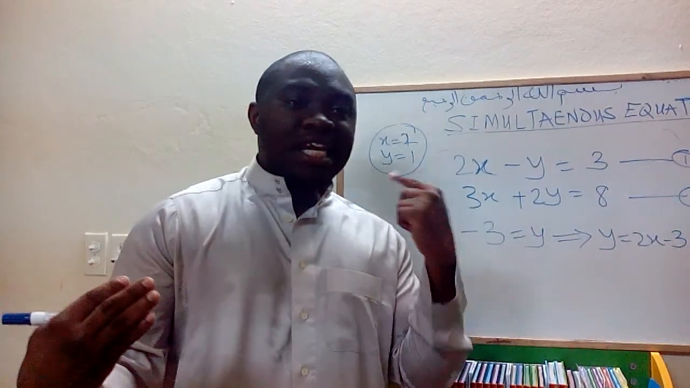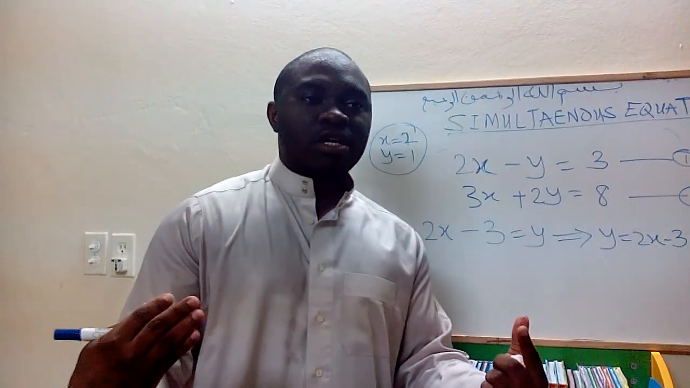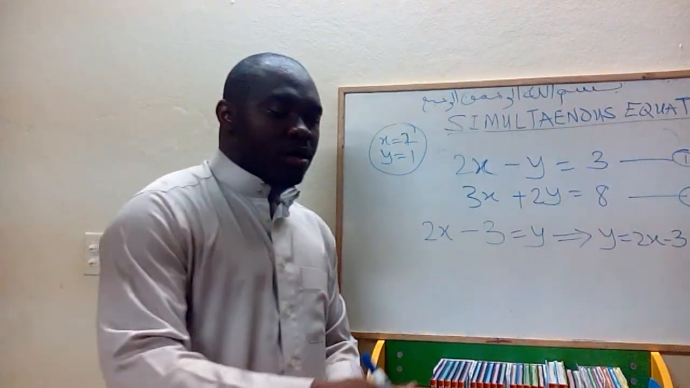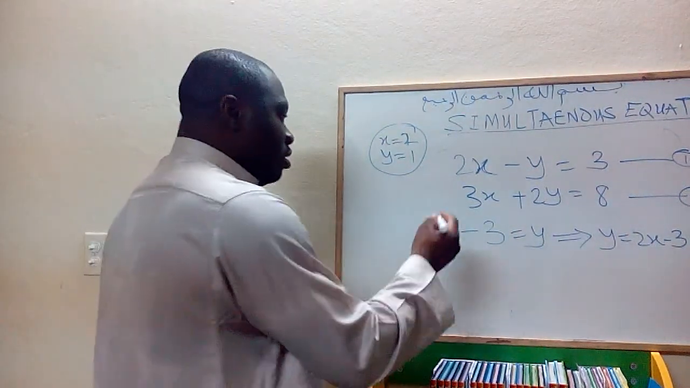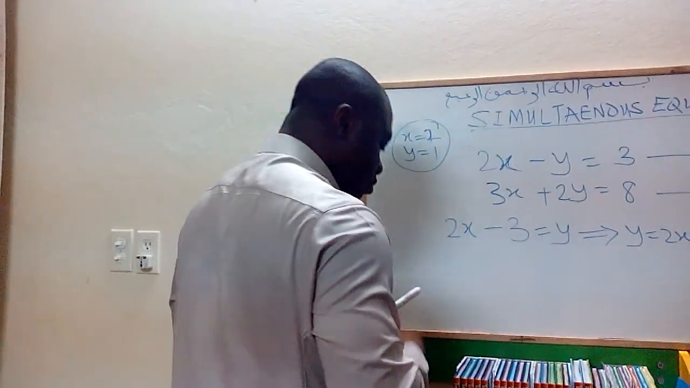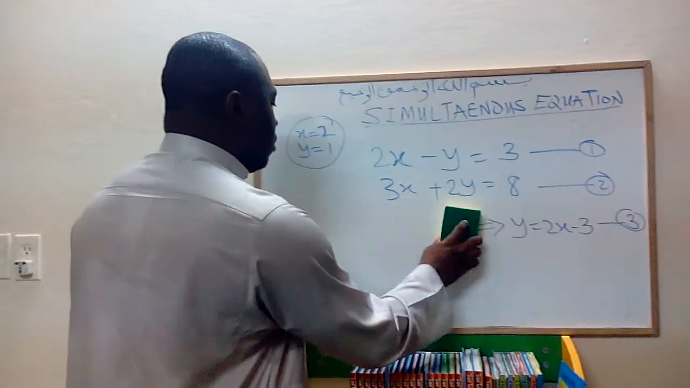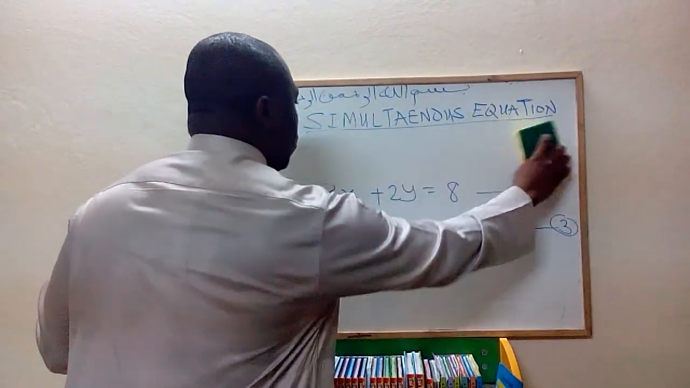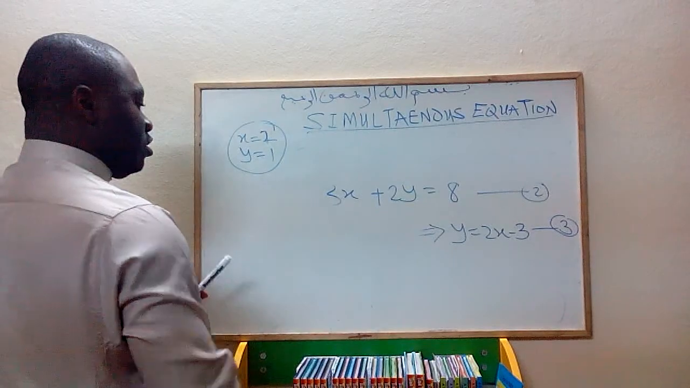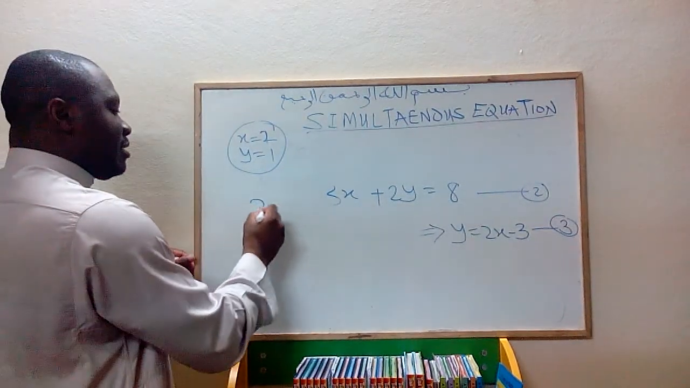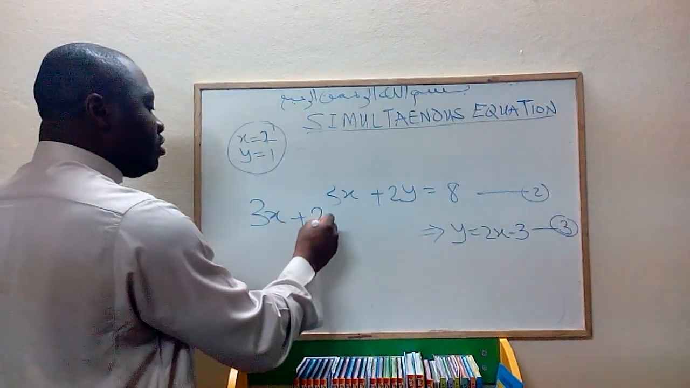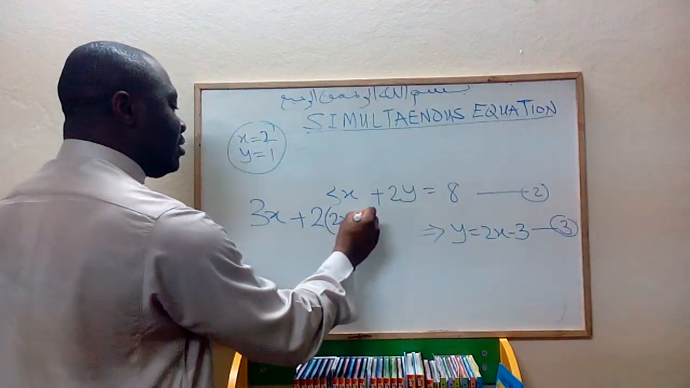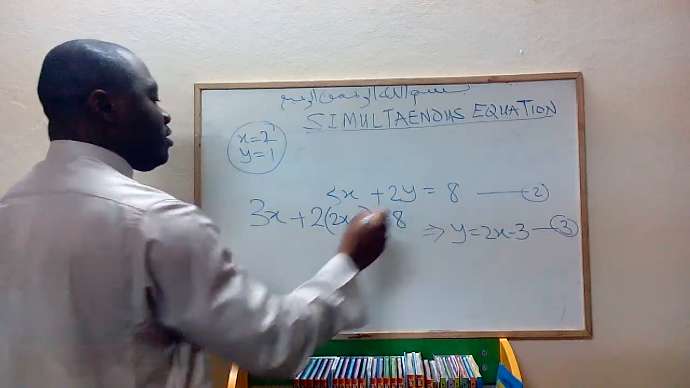What do I say? Linear equation, because an equation is solvable when it is linear. That is the simplest form. So what we now have to do is take the second equation. We have 3x plus, instead of having y, we now substitute 2x minus 3, equals 8.